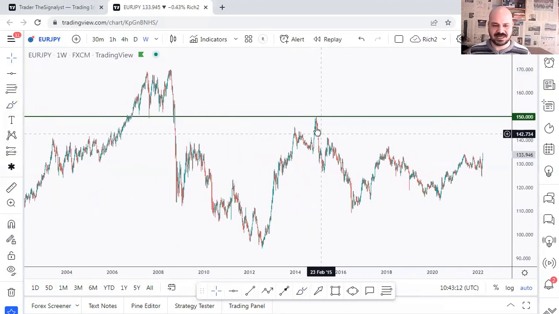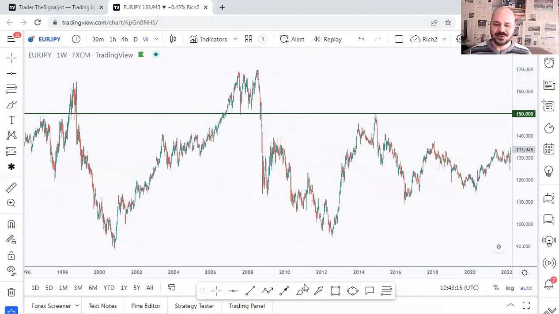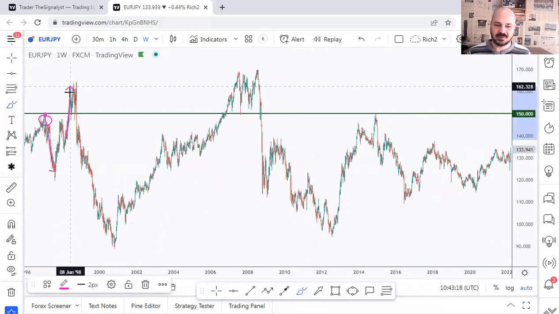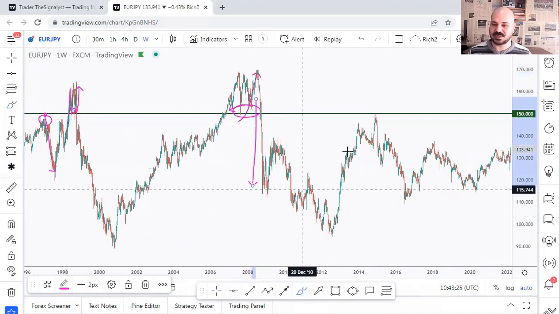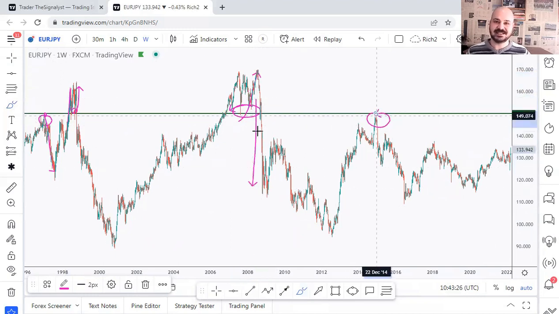Anyway, if you zoom out, maybe you can find that price respected it previously. Let me zoom out. Here we go. We've got a resistance here, rejected downward, broke it upward, rejected it upward again, so as support, and then as you can see it acted as support here, and price broke it downward, acted as resistance, and so on.